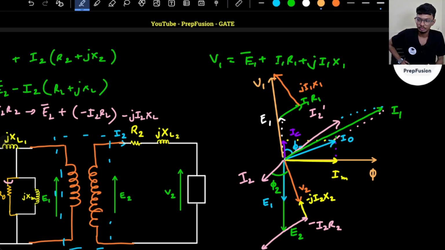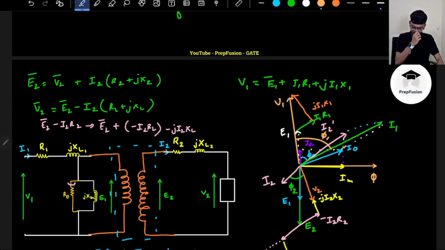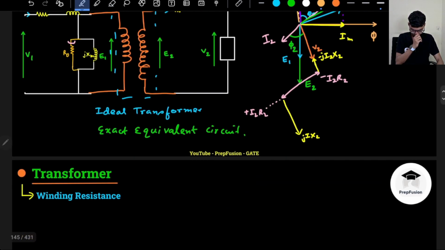Got it? I do understand there might be a bit of confusion at the starting of this lecture. If you just keep watching the lecture, it should get automatically cleared as you watch. So this is another way how you can draw the phasor diagram. This angle will be the phi 1, the angle between the current and the voltage. Okay, so this angle is the phi 1.